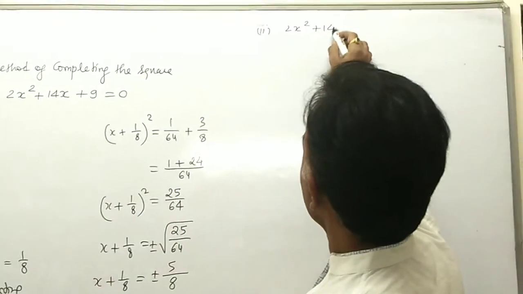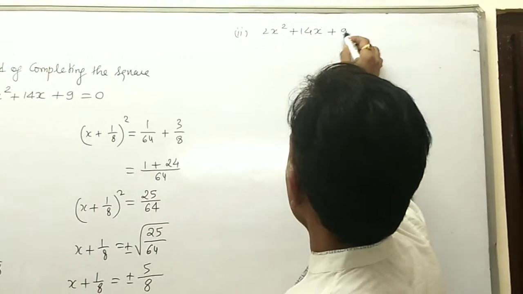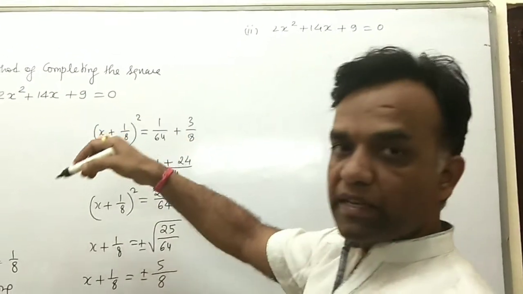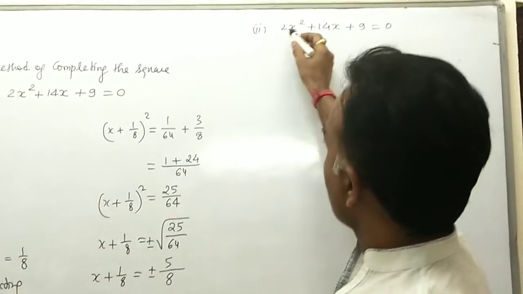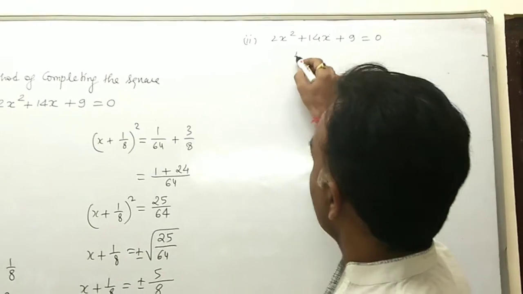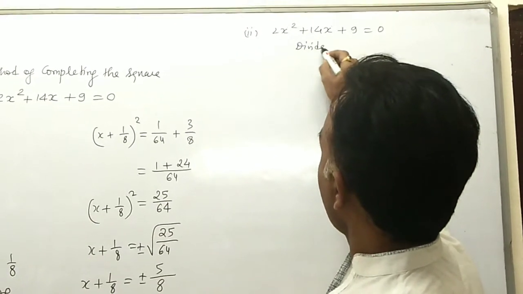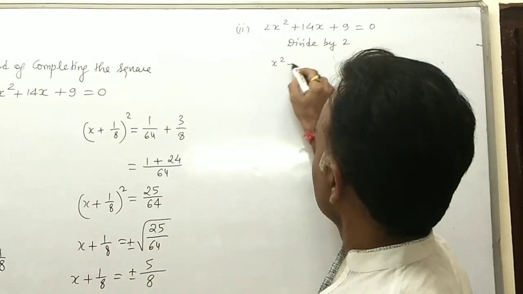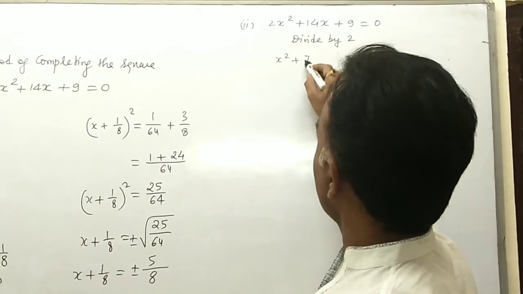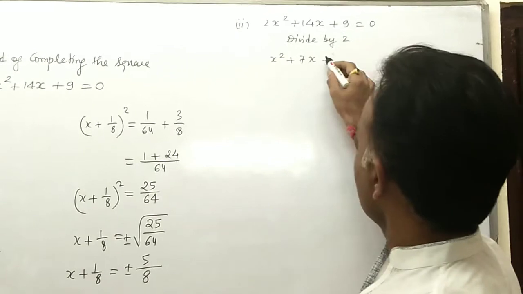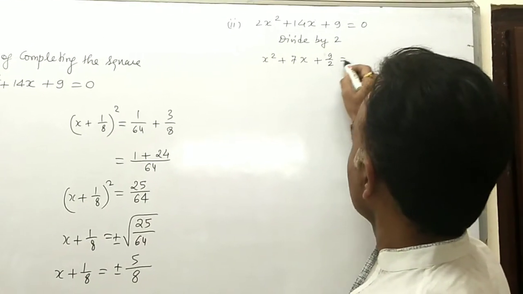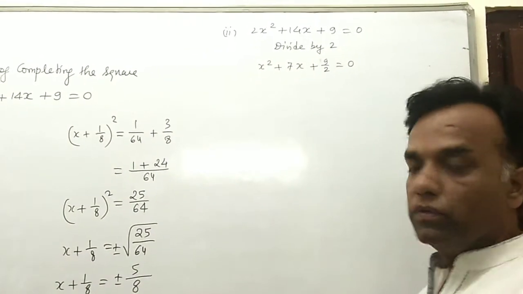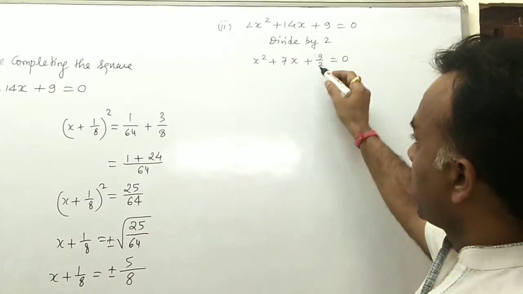plus 14x plus 9 equal to 0. The same concept we apply here. Now you have the coefficient of x square as 2. So first write down, divide by 2. Okay, so you have x square. Now 14 by 2 is 7x. But 9 is here, so you put 9 by 2, because 9 is not divisible by 2. So you write it in fraction form, 9 by 2.